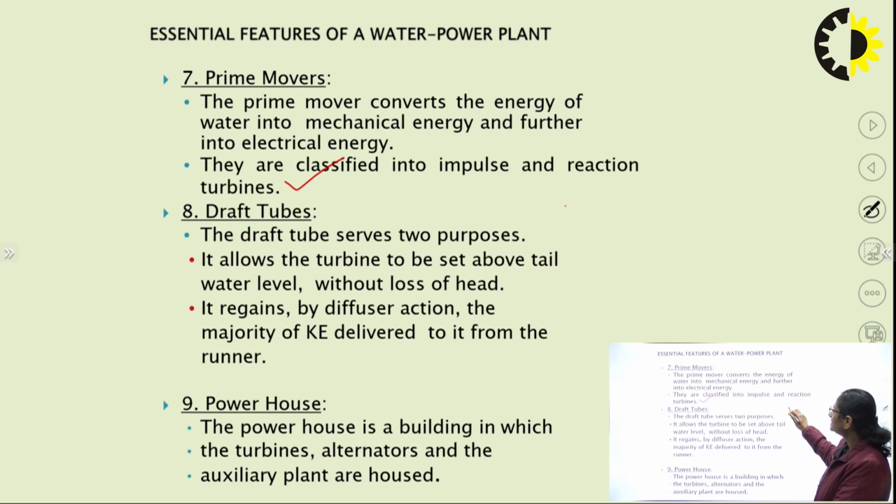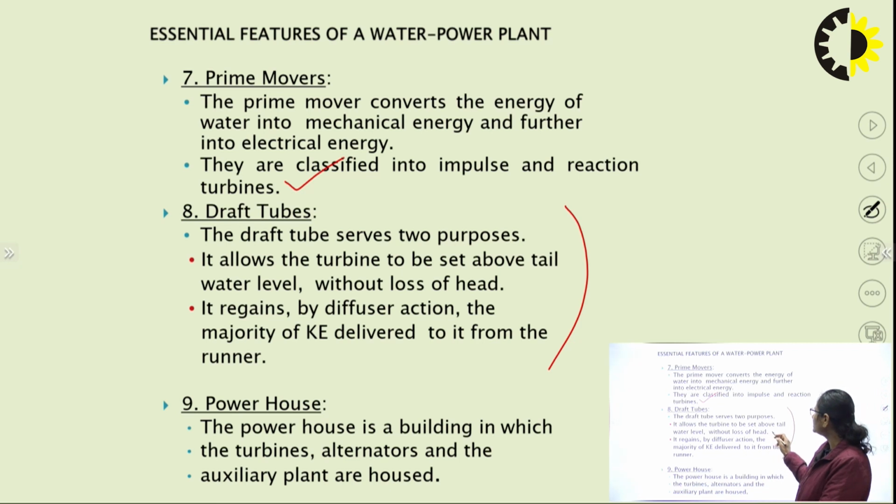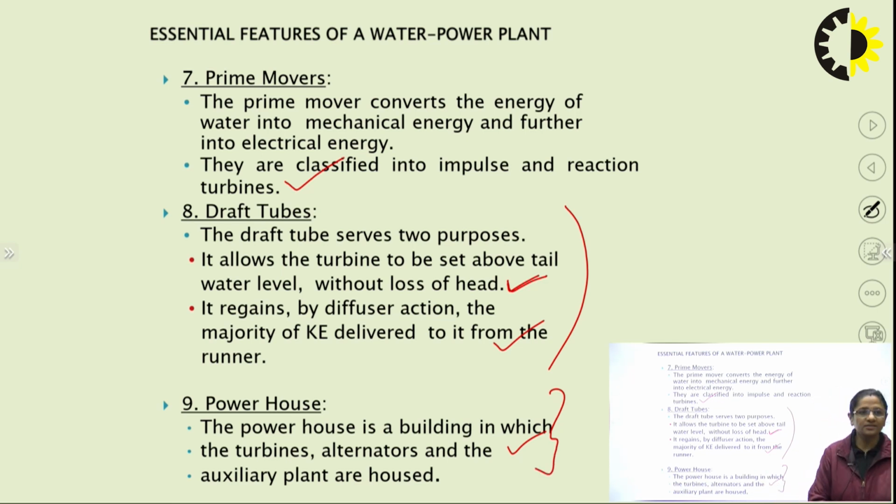Draft tubes. The draft tube serves two purposes. It allows the turbine to be set above tail water level without any loss of head, and it regains by diffuser action the majority of the kinetic energy which is delivered to it from the runner. The powerhouse. The powerhouse is a building in which the turbines, alternators and the auxiliary equipment and plants are placed.